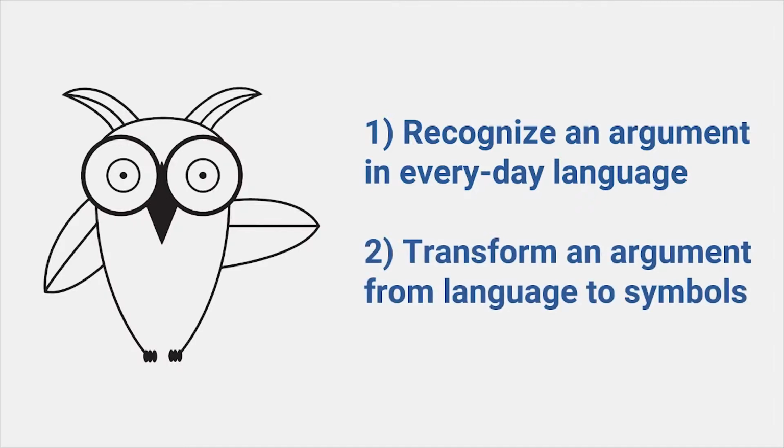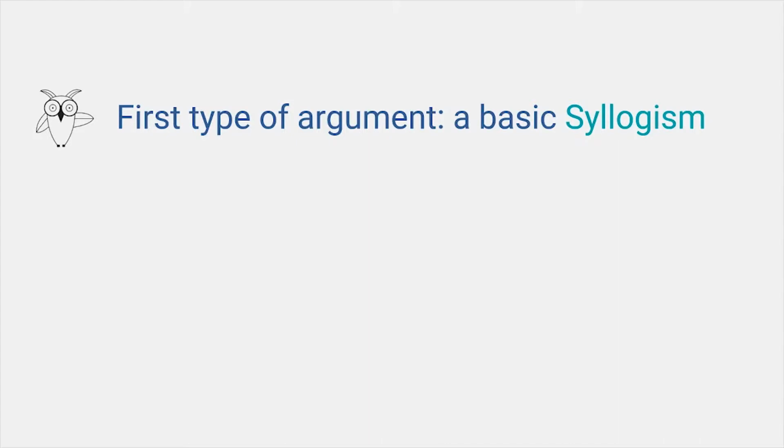Secondly, I will talk a little bit about reducing an argument down to its most basic components and to represent those in a symbolic form. This will look a little bit like algebra, but I will be sure to go slow enough so you won't get lost. Alright, so let's start with one of the simplest forms of an argument, and that is a syllogism.